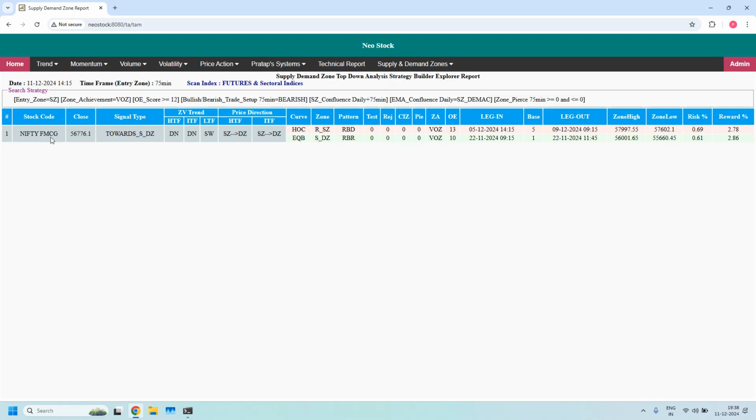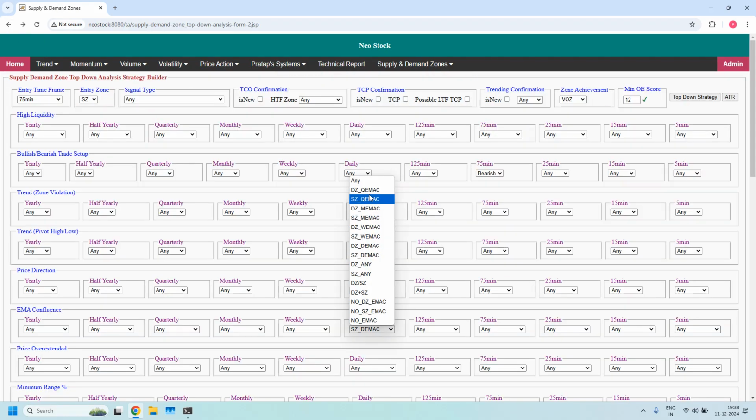But this is an indices. Okay, this is about LTF and ITF confluence with EMA confluence. Next, let us look for LTF, ITF, HTF supply zone confluence. I am removing this EMA filter.